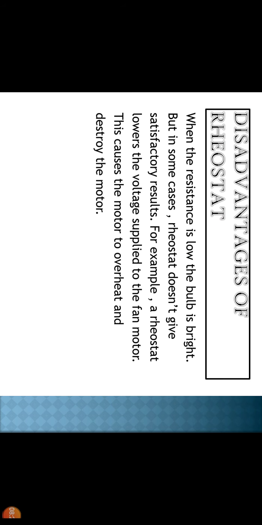So now see the disadvantages of rheostat. There is a famous quote that everything that is an advantage also has a disadvantage. So this rheostat also has a disadvantage. We will study this disadvantage of rheostat. When resistance is low, the bulb is bright according to the working principle of rheostat. But in some cases, a rheostat doesn't give satisfactory results because of some fault. For example, if a rheostat lowers the voltage supply to the fan motor, this causes the motor to overheat and destroy the motor because of the heating effect of electric current. So this is a disadvantage of rheostat.